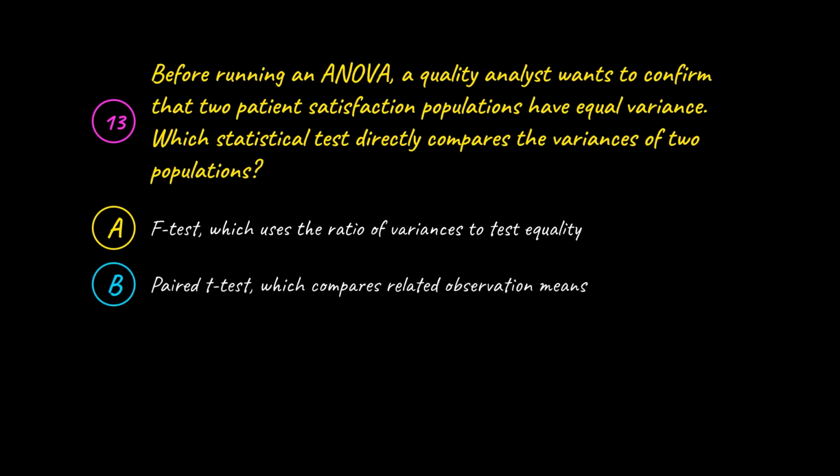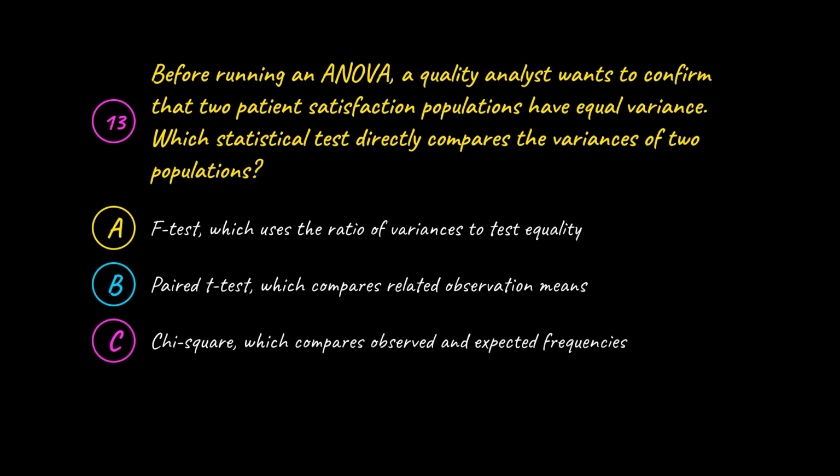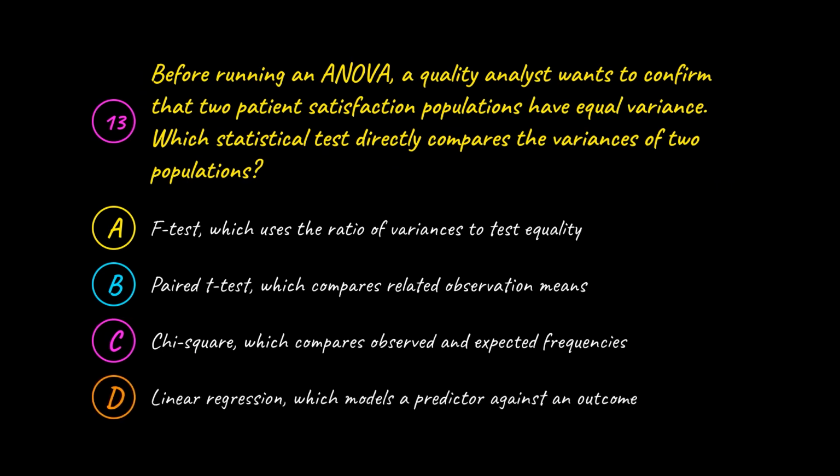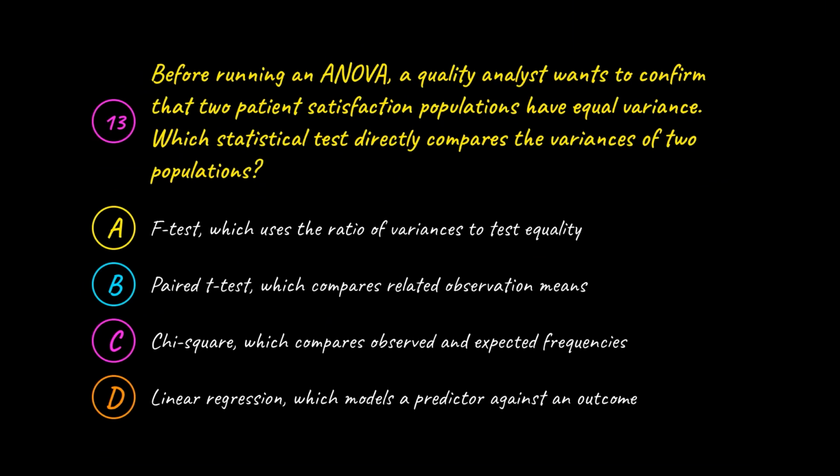B. Paired t-test, which compares related observation means. C. Chi-square, which compares observed and expected frequencies. D. Linear regression, which models a predictor against an outcome. Pick one. Trust your gut. Here's your chance to test yourself.